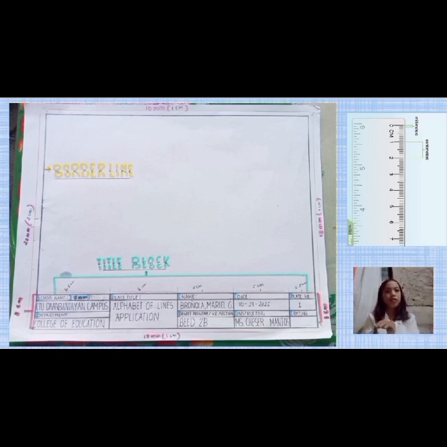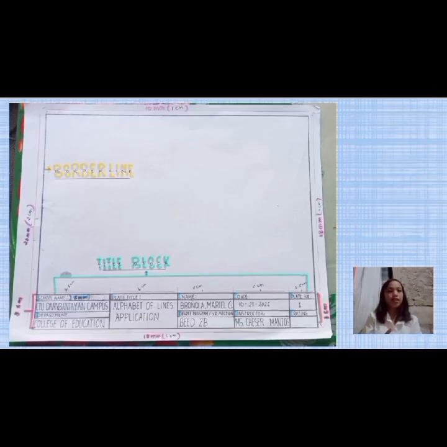So sa first nga box is 6.5 cm, then 6 cm, 5 cm, and 5 cm, and 2.5 cm.